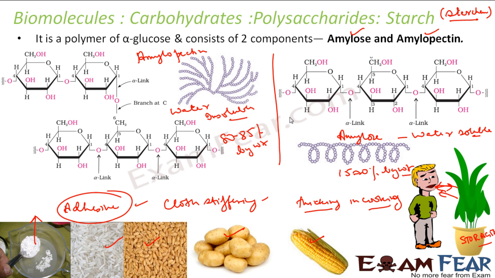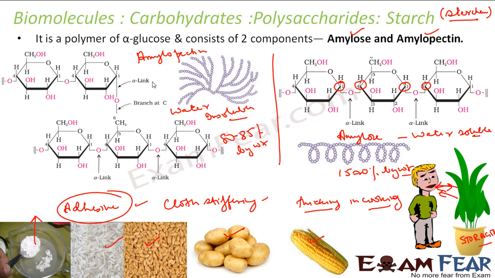If you talk about amylose, it's a long unbranched chain. There is no branching, it's a long unbranched chain with 200, 300, 1000 or a good number of alpha D glucose units. If you see, they are all alpha D glucose. They are held together by C1-C4 bonding. They have this C1-C4 glycosidic linkage.